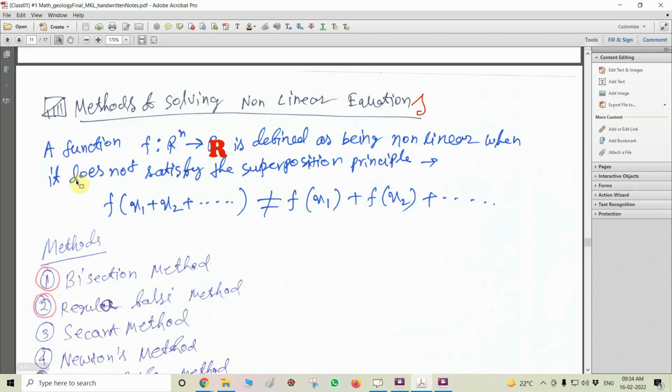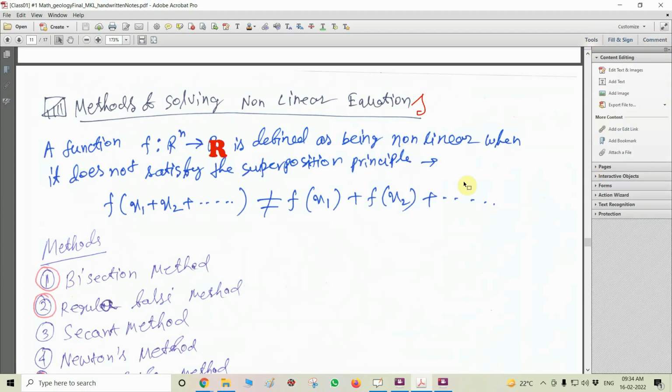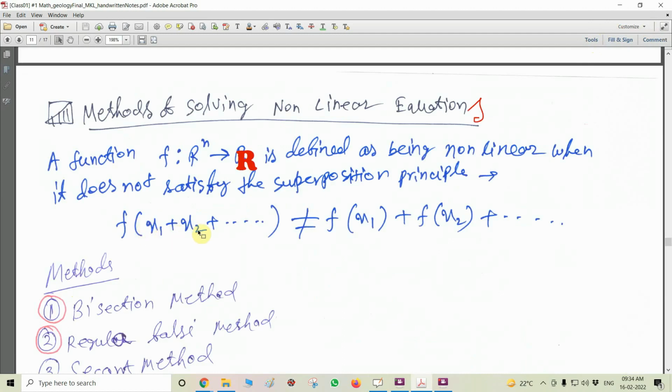Okay, so write this down. A function is defined as nonlinear when it does not satisfy the superposition principle. So the superposition principle says f of x1 plus x2 plus x3 and so on is not equal to f of x1 plus f of x2 plus f of x3, because nonlinear equations do not follow the superposition principle. It is as simple as it looks. That's the basic fundamental behind nonlinear equations.